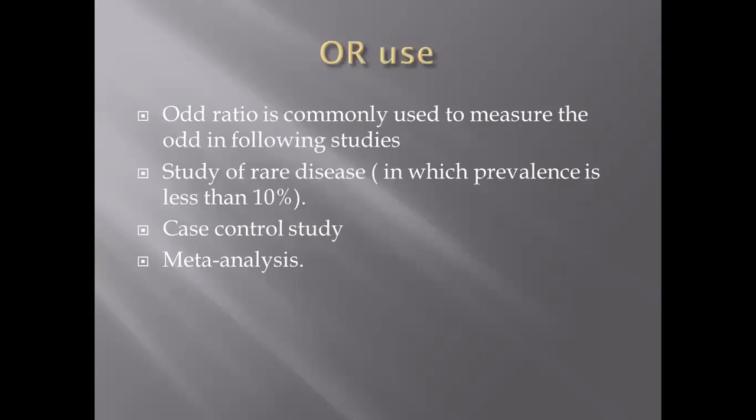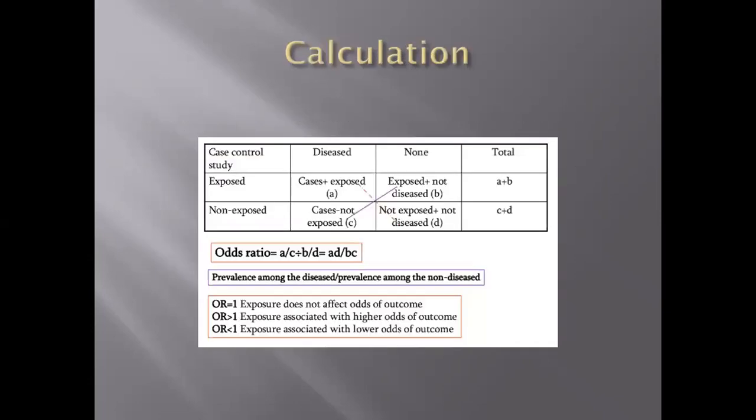So odds ratio is commonly used to measure odds in the following studies: studies of any rare disease in which the prevalence is less than 10%, case control studies, and meta-analyses. Here's the formula and the calculation of the odds ratio. The odds ratio is actually the cross multiplication of diseased and non-diseased cases in exposed and non-exposed groups.